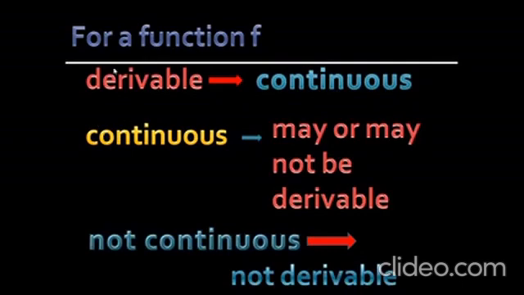If a function is differentiable, it is a continuous function. If a function is continuous, it may or may not be differentiable. If it is not continuous, it is not differentiable. Afterwards, we have to look at the actual definition of differentiability.